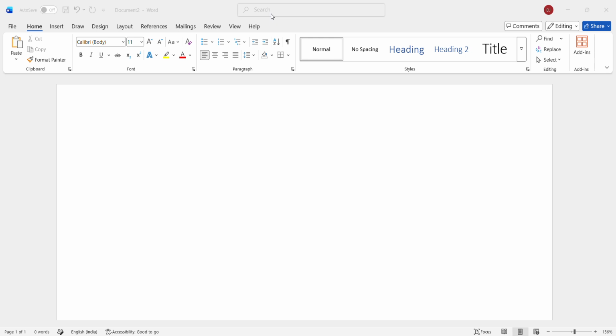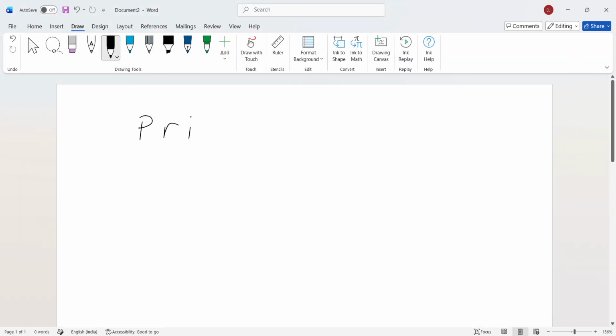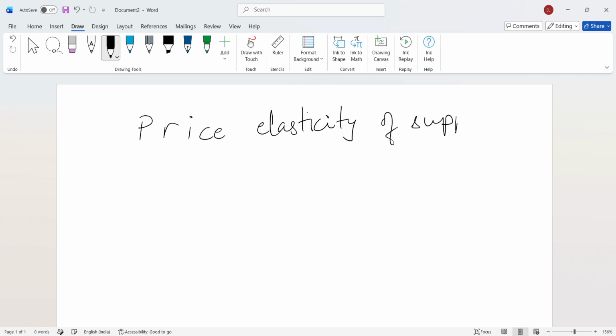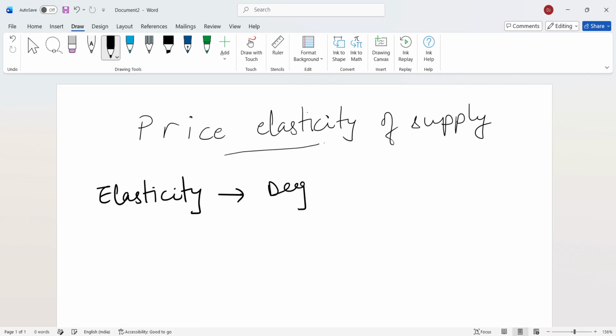Everyone. So we start with the price elasticity of supply in AP Microeconomics. So today I'll be doing price elasticity of supply. All right, so as I discussed in demand, price elasticity of demand, that elasticity is nothing but degree of responsiveness. Elasticity means degree of responsiveness.